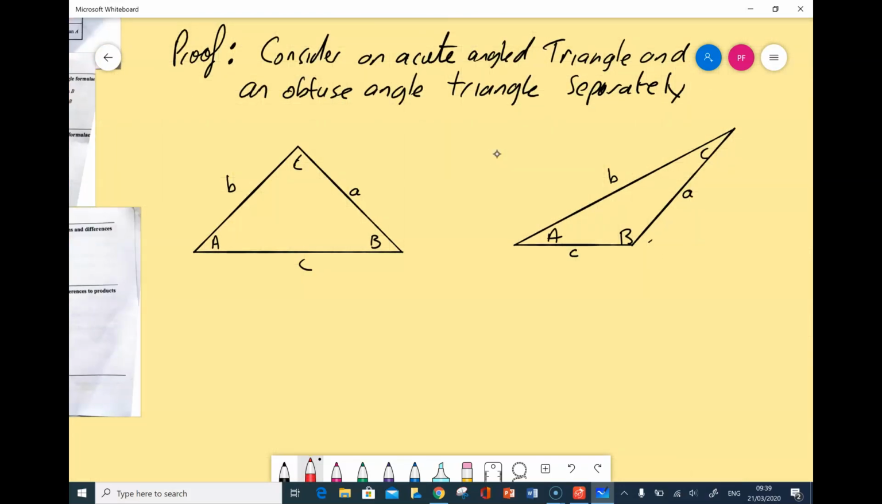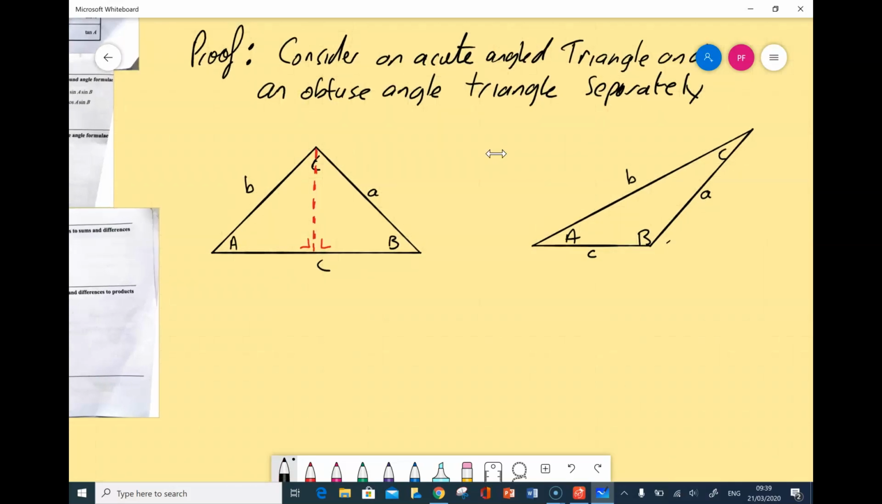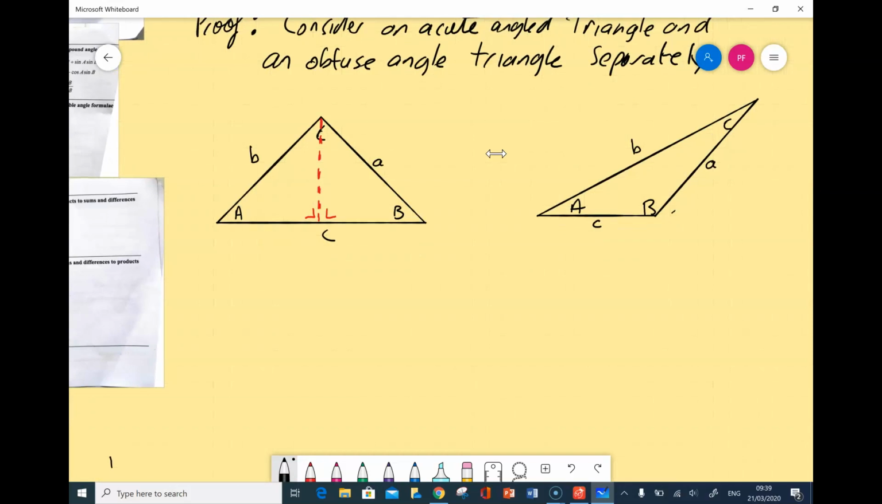But before I start my proof, I've got to, inside this triangle, create two right angle triangles. Please do not take this to be an isosceles triangle. It could be, but not necessarily. So this vertical line is not necessarily bisecting C. Okay, so let's do our first triangle. Proof. So let's look at this first right angle triangle here.